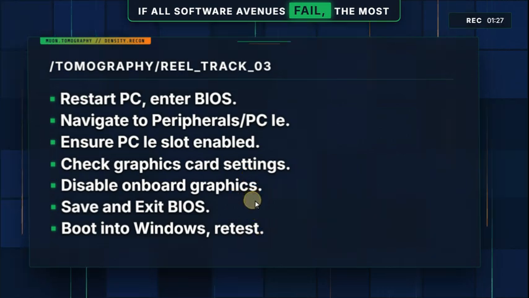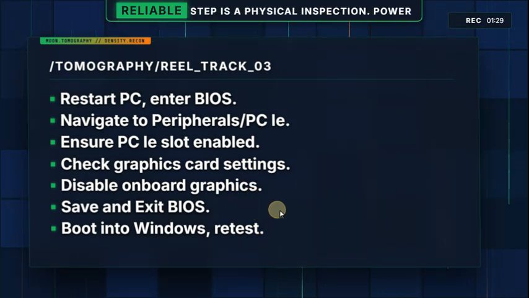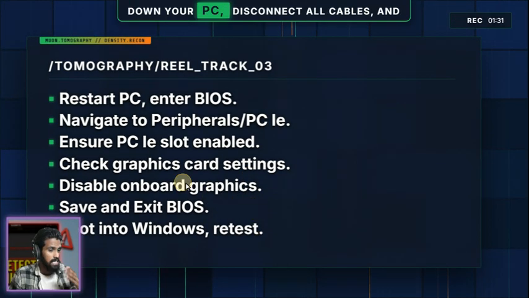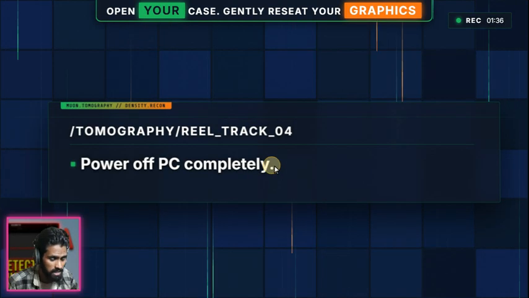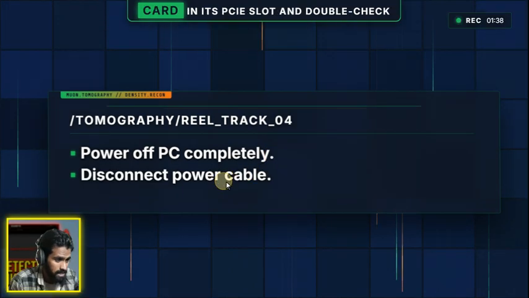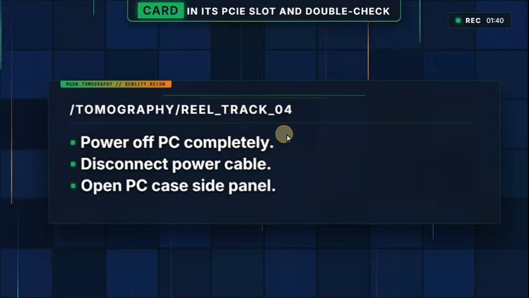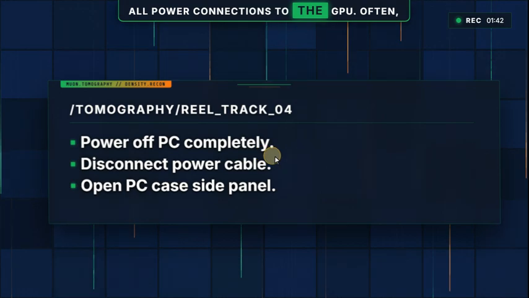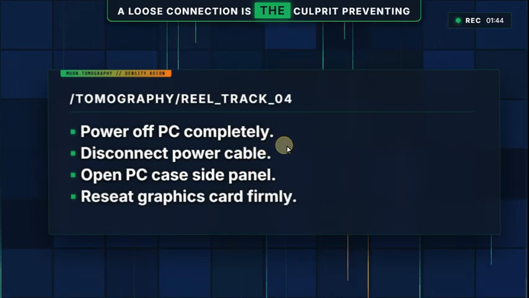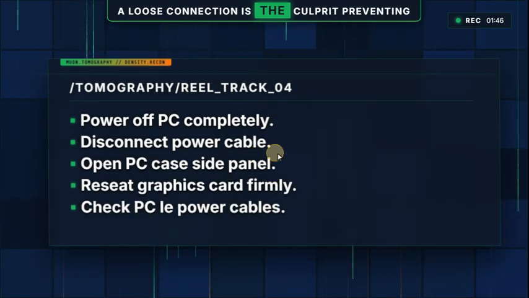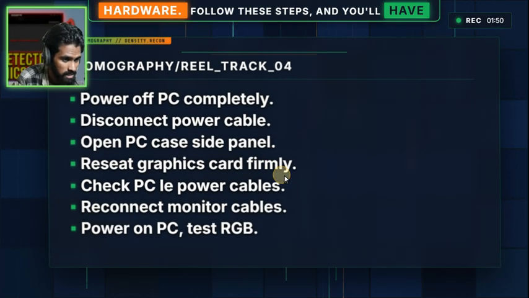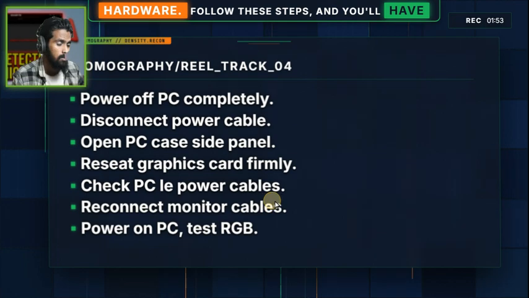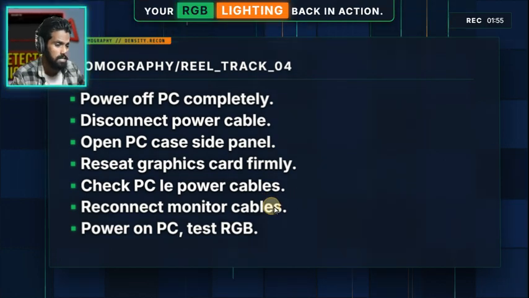Finally, if all software avenues fail, the most reliable step is a physical inspection. Power down your PC, disconnect all cables, and open your case. Gently reseat your graphics card in its PCI slot and double-check all power connections to the GPU. Often, a loose connection is the culprit preventing Gigabyte RGB Fusion 2.0 from recognizing your hardware. Follow these steps and you'll have your RGB lighting back in action.